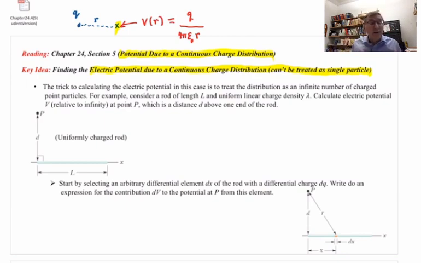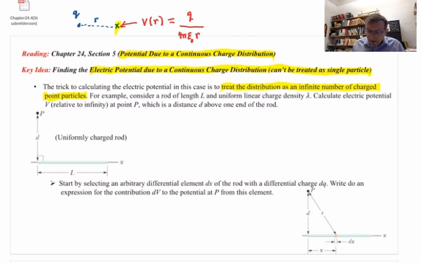It's the same trick that you would use to find the electric field created by a distribution of charge like this. The trick goes like this. We treat the distribution as consisting of an infinite number of charged point particles. We find the electric potential from each one of those point particles and add all those contributions up to get the total. But the good news is that electric potential is a scalar, so we're adding up a bunch of scalar quantities as opposed to vector quantities, and that's good.